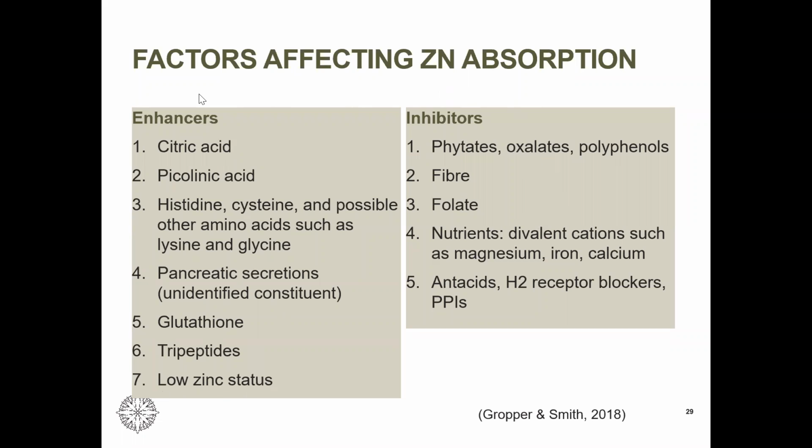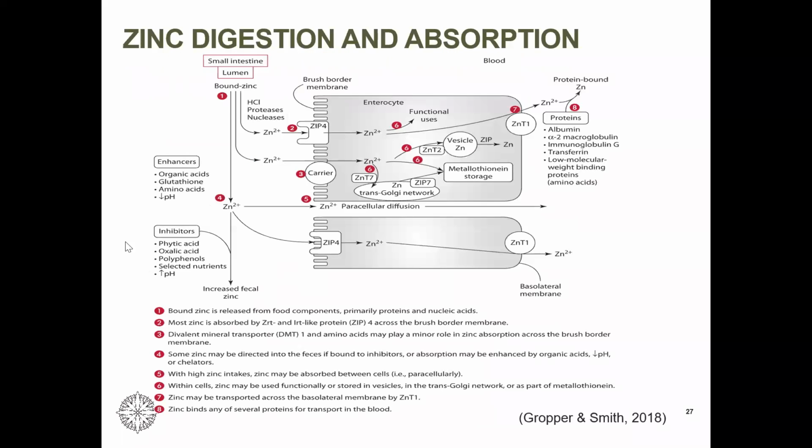Low zinc status is an enhancer, because the body knows it and tries to absorb more of it. So if I am zinc deficient, the body will absorb all the zinc supplement that I am taking. Antacids, PPIs, again, for all these minerals, they are inhibitors because they change the acidic milieu of our gut. Divalent cations, again, it must be clear. Fiber, because it binds to zinc and excretes it.